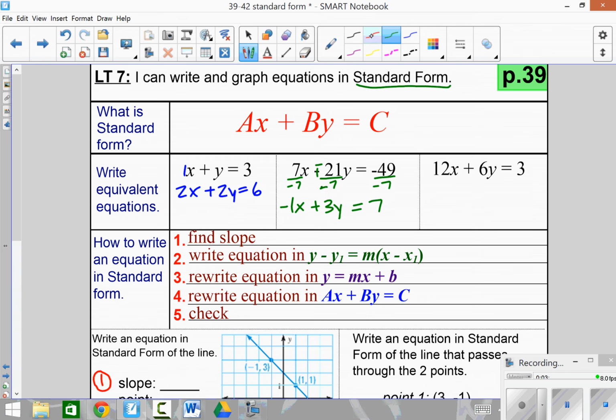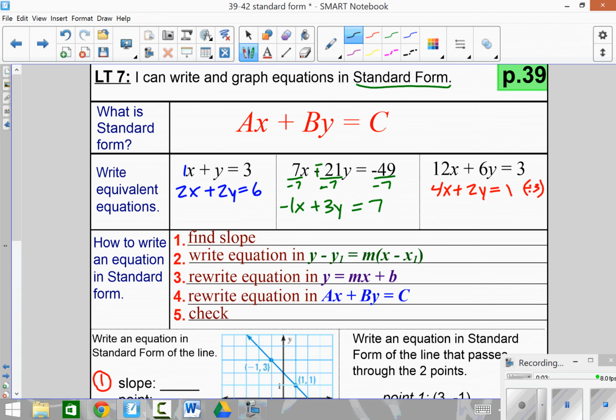And last one, again, there's multiple equivalent equations you can write. How about 12x plus 6y equals 3? An equivalent equation you can write is 4x plus 2y equals 1. What did I do there? I divided everything by 3. Okay, 12x divided by 3 is 4x. 6y divided by 3 is 2y. 3 divided by 3 is 1.